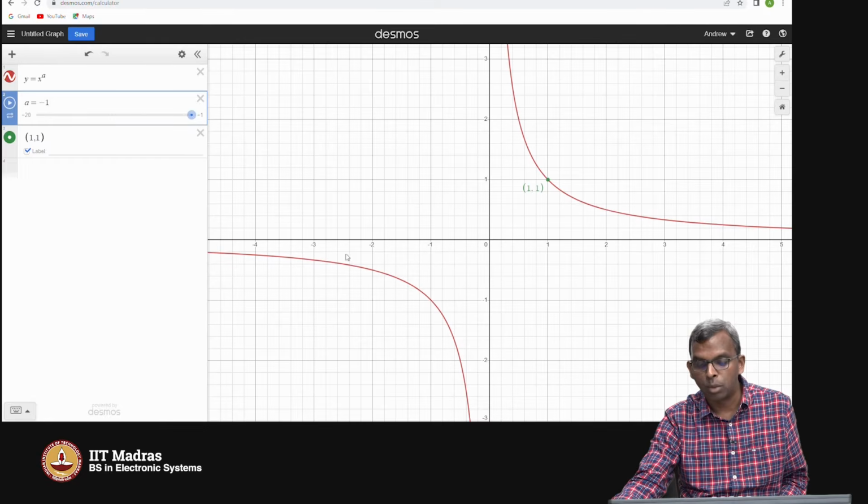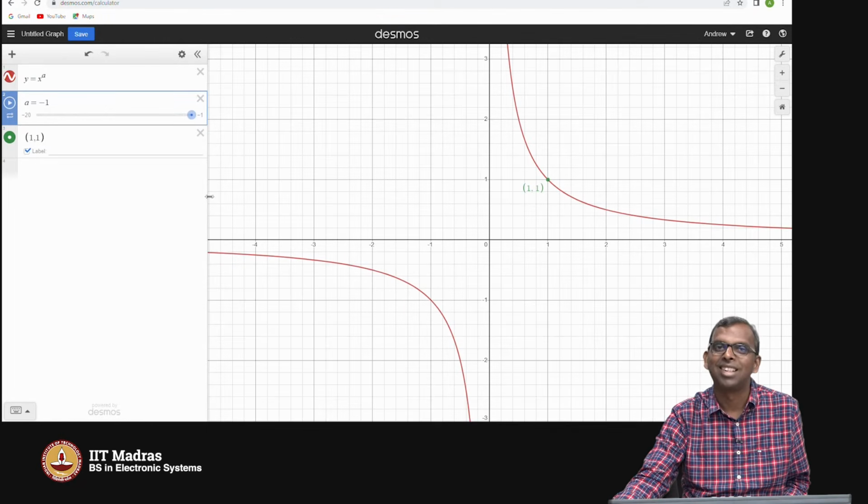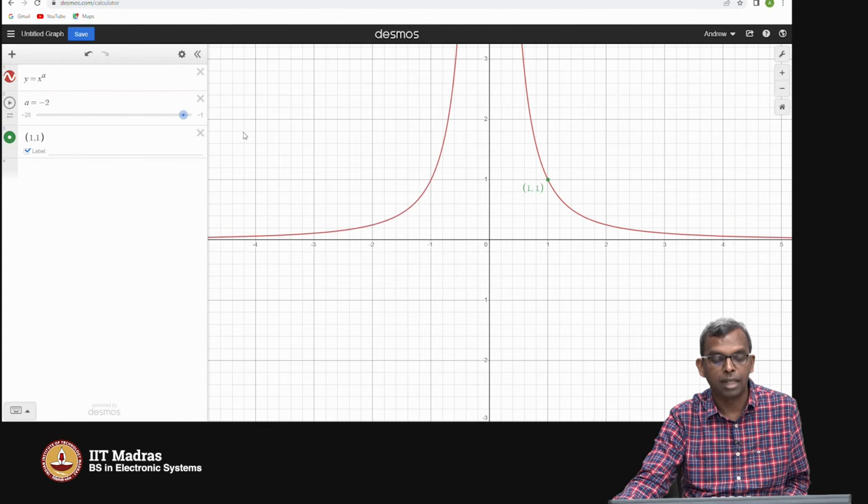When x is negative, 1 by x is also negative. So when x is negative and close to 0, it shoots off to minus infinity, and if x becomes very large and negative, it eventually goes up to 0 in this fashion. So this is how 1 by x looks. If you do 1 by x squared, which is this guy, a became minus 2, so 1 by x squared.